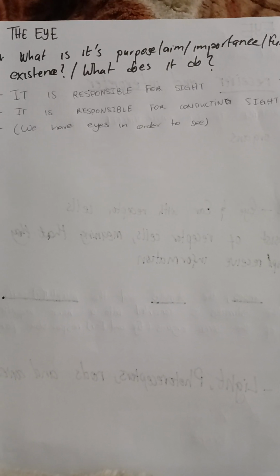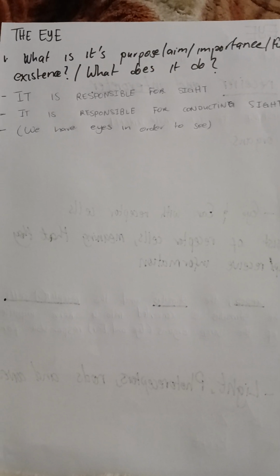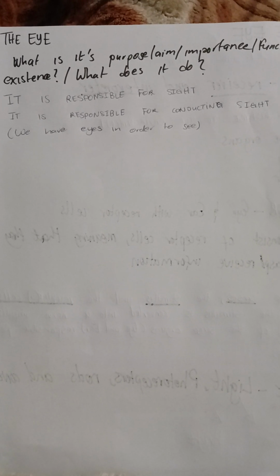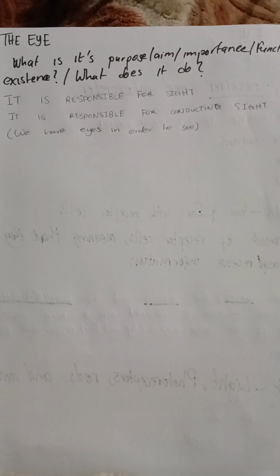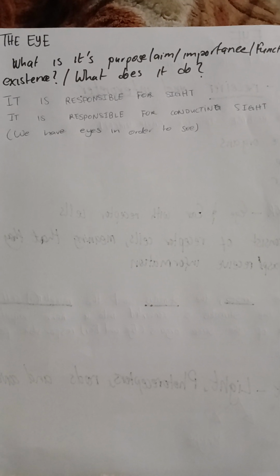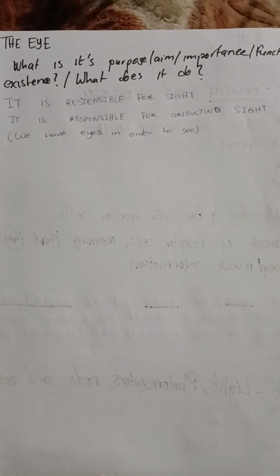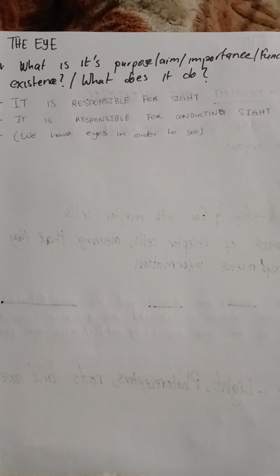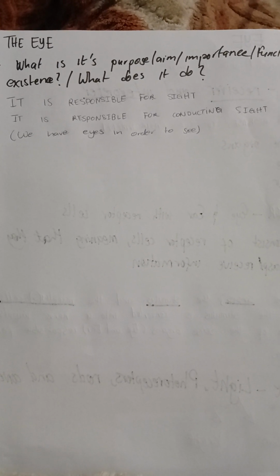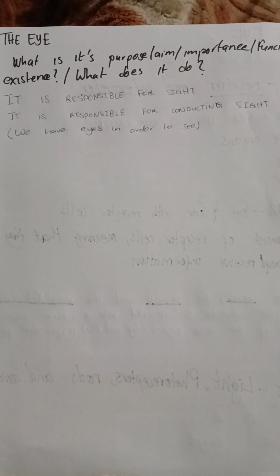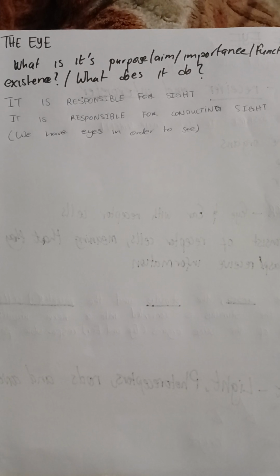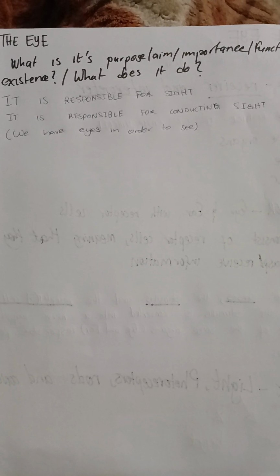So we don't question what these are. We only do that back then in primary, where we say head, nose, eyes. We know now what an eye is, but we want to know what its purpose is. We want to know what it does. We want to know how it goes about doing its function. So it is responsible for conducting sight. We have these eyes in order to see.